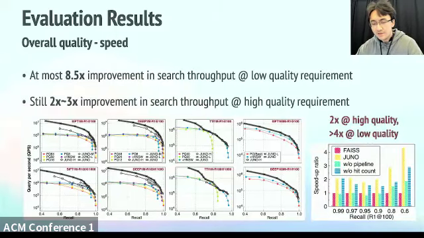And our aggressive counter-based approximation and pipelining is also effective. With all of this optimization enabled, we got more than 4 times improvement at lower search quality and 2 times improvement in higher search quality.